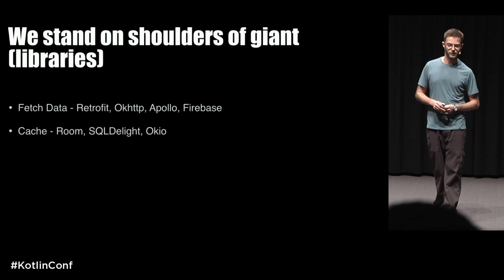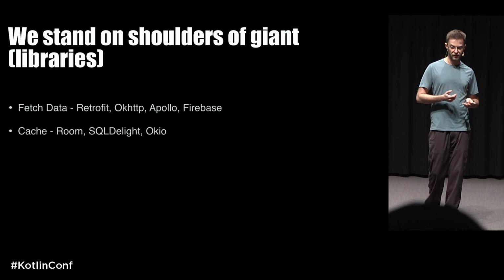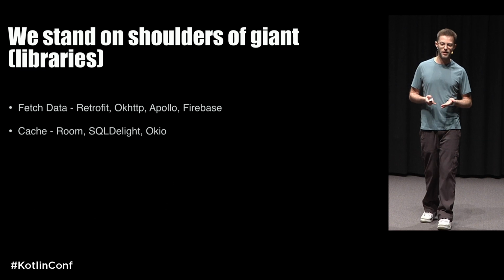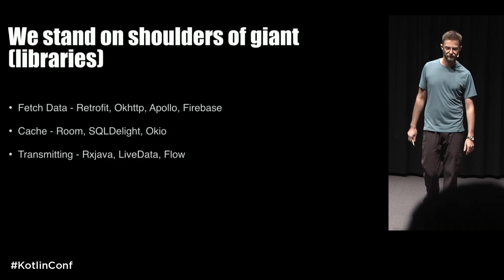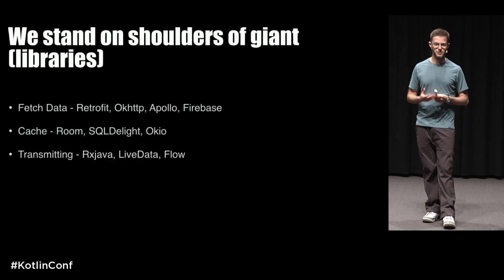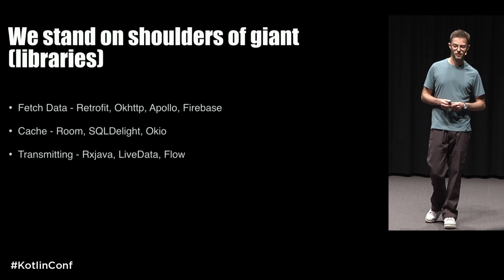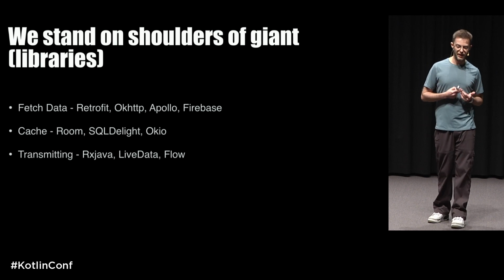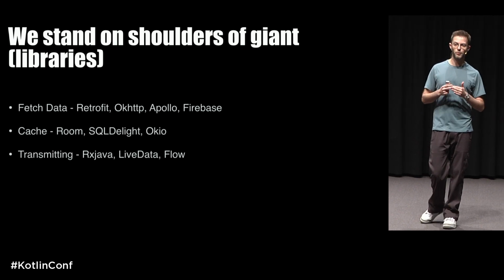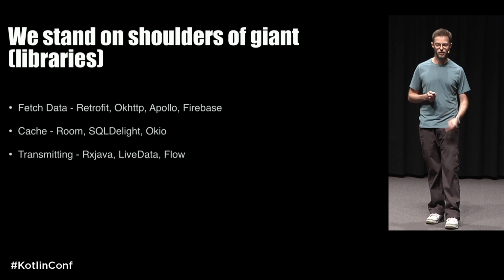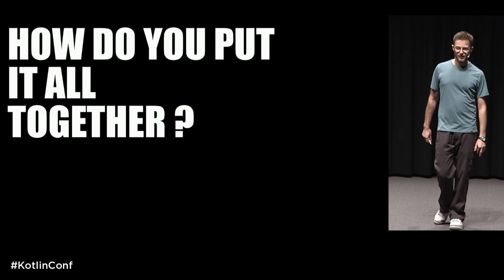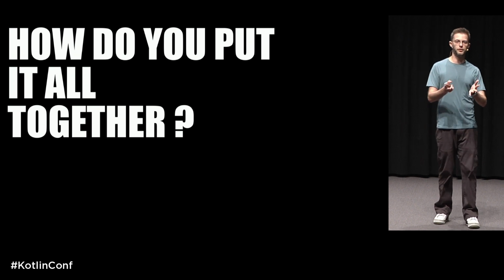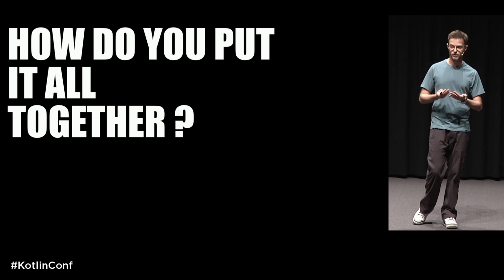Similar for caching. We have solutions from Jetpack like Room, things from Square like SQLite, or even if you're working with files, you can use OKIO. And my favorite, transmitting data in a reactive fashion, we have plenty of options. RxJava started the trend. The Android team gave us live data, and now we have flow coming from Kotlin Coroutines. The thing I get asked a lot is, how do we put it all together? How do we put all these great libraries together into an application?